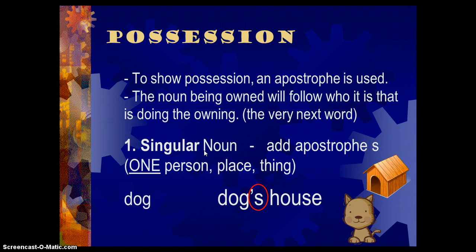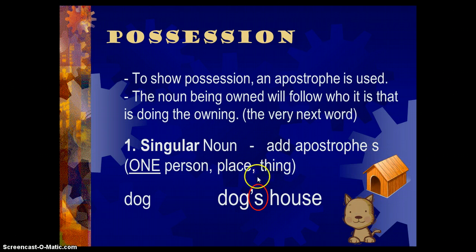A singular noun, this is the first rule of possession. Singular just means one. So we're talking about one person, place, or thing. If it is one thing, a singular noun that we're talking about, we're going to add an apostrophe and then an S. So let's take this example. This is dog. Dog is going to be doing the owning. It is one dog that we are talking about. And so here's our dog, and this is his house. He owns the house. It is his possession, the dog's house.